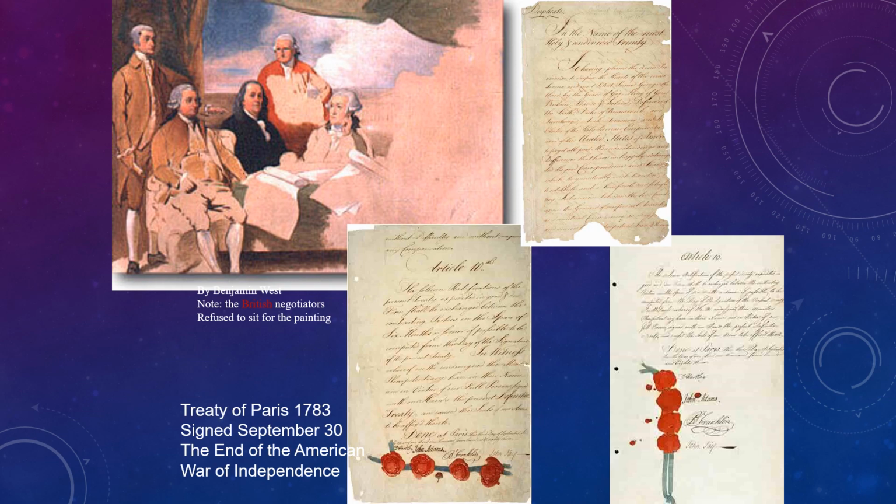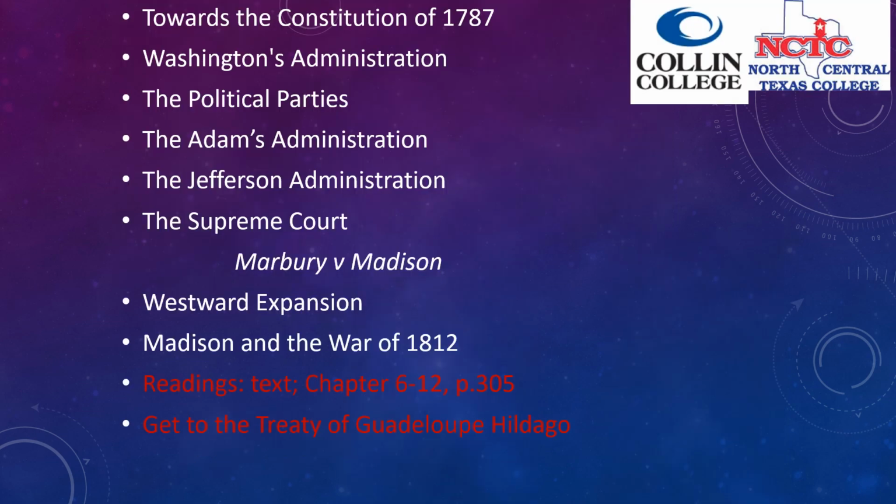And so, there you have it. The war is over. The last slide is the next slide. Let's get on with it. So we've talked about the American war; the next series will be toward the Constitution of 1787. That'll be coming up next. We will then go on to talk about Washington's administration. We'll talk about the political parties. I'll have a lot to say on that, so be prepared to take notes on that.